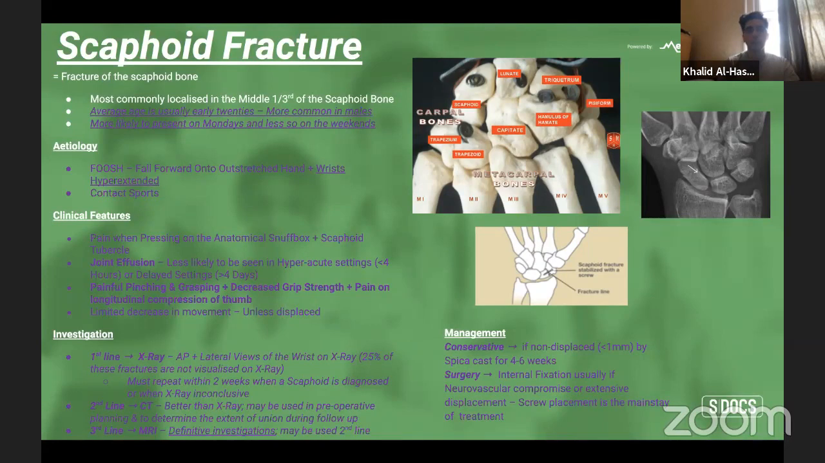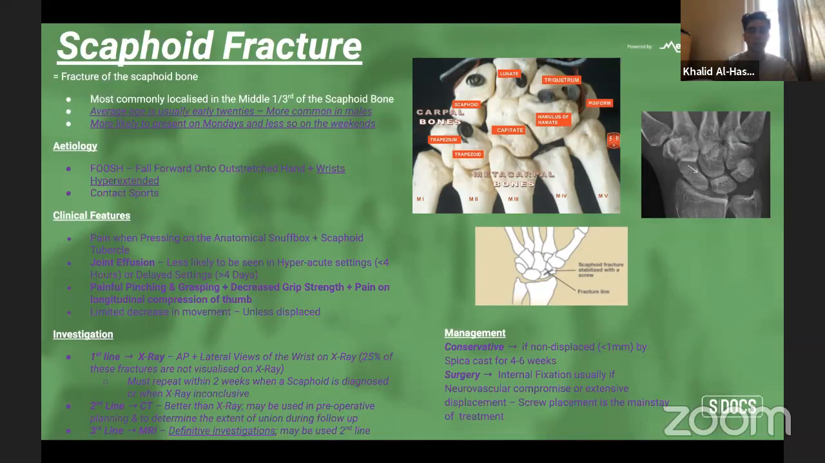Second line that we can opt for is CT. However, MRI is usually the definitive investigation, and therefore we may opt to use this second line as opposed to CT. The CT, however, is better than X-ray, as it is used for preoperative planning and also determines the extent of union during follow-up. Management, conservative or surgical.